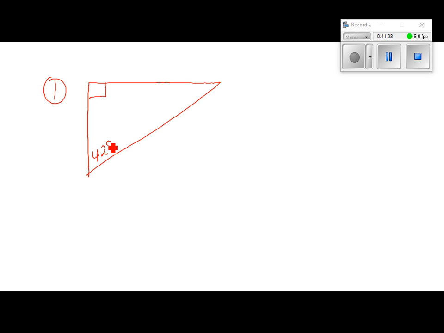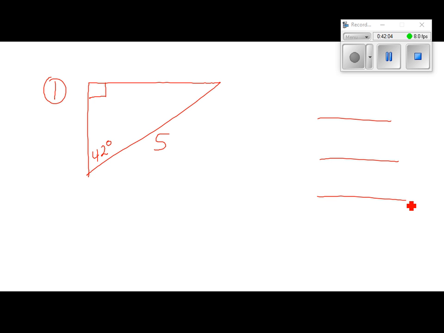42. Does that say 42? Yes. 5 on that side. Notice each question has 3 blanks. That probably tells you that each question has 3 answers. So we're trying to find the 2 missing sides and the missing angle. How hard is it to find this missing angle? You just have to take 42 plus 90 subtracted from 180.